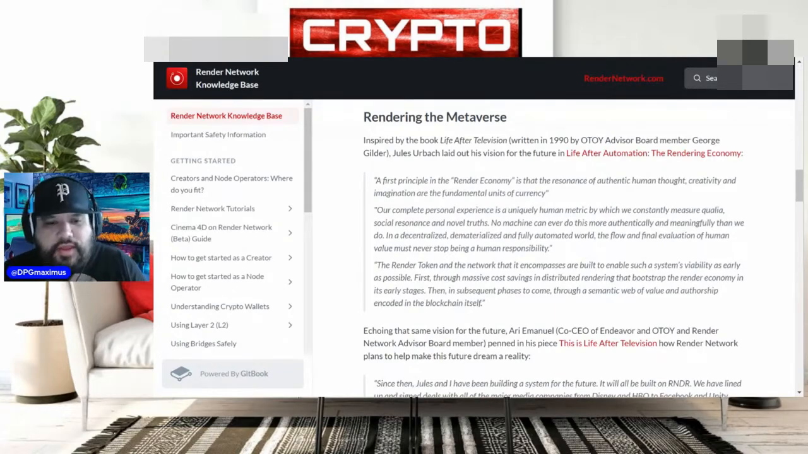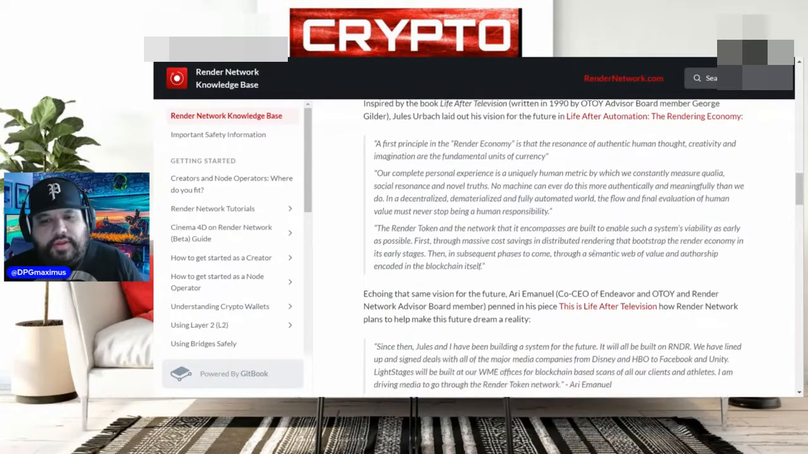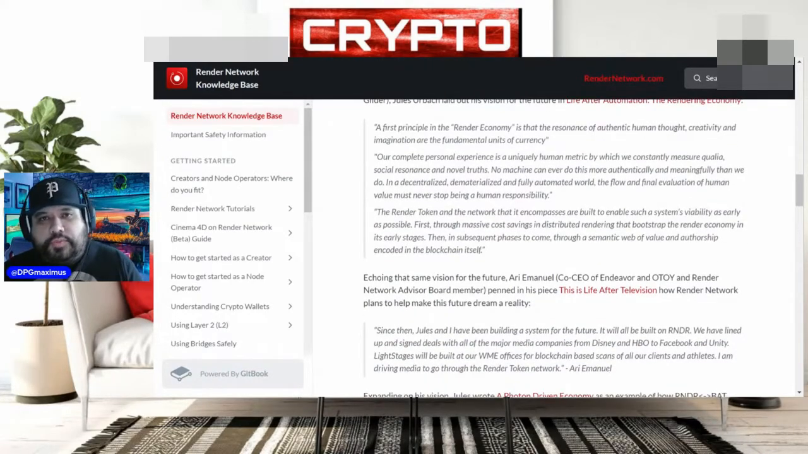Hear me out. In a decentralized, dematerialized, and fully automated world, the flow and final evaluation of human value must never stop being a human responsibility. Now, where does the Rndr token come into play? Check this out. The Rndr token and the network that it encompasses are built to enable such a system's viability as early as possible.